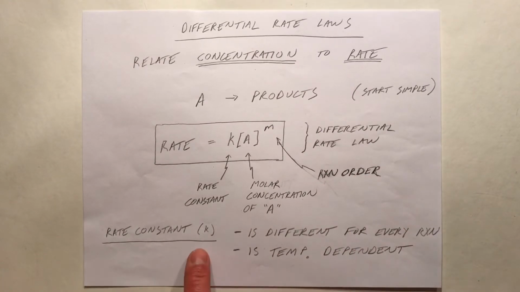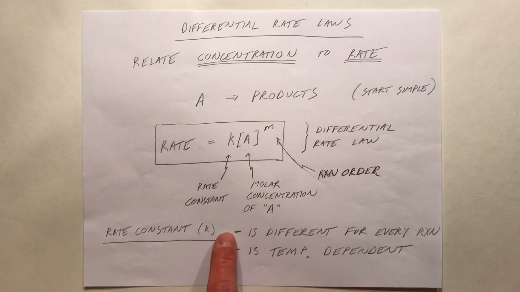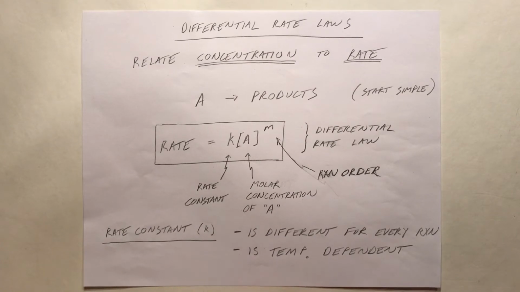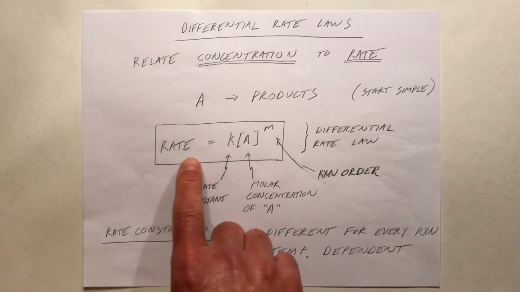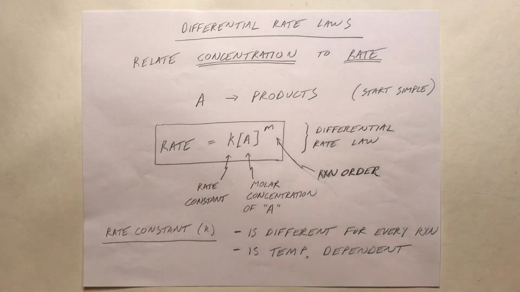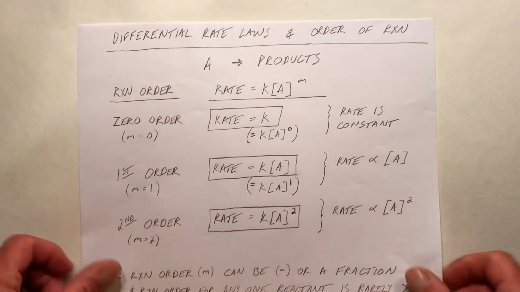Now it's important to note that the rate constant k is different for every reaction, and it is temperature dependent. Typically, the higher the temperature, the bigger the value of k, and that means the bigger the value of rate. So if you're running faster, you have a higher rate of speed, right? So that means a faster reaction at a higher temperature, a higher value of k.